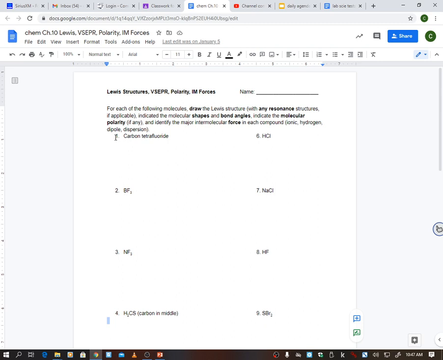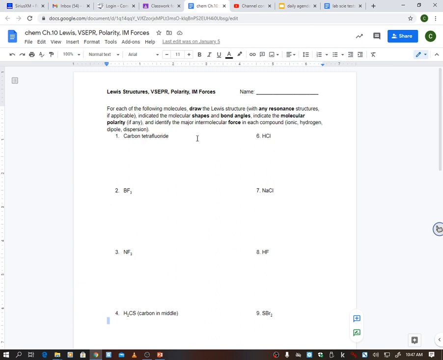Alright, so you're going to go on there, maybe for instance BF3, you're going to find the number of valence electrons, do your dot structure, figure out the shape, and draw it like it should look. And once you draw it like it should look, you are then going to draw your arrows, and you're going to tell me if it's polar or non-polar. And then once you find out, if it's polar, you're going to say dipole. If it's non-polar, you're going to tell me it's dispersion.